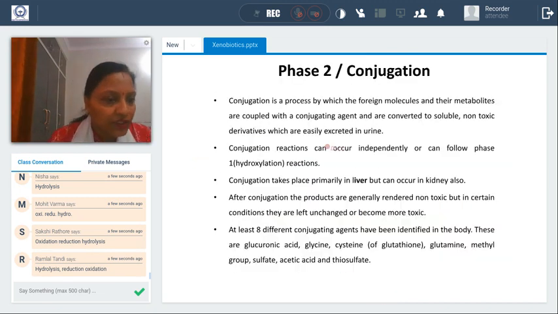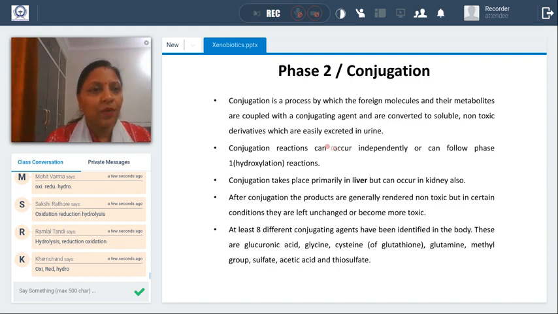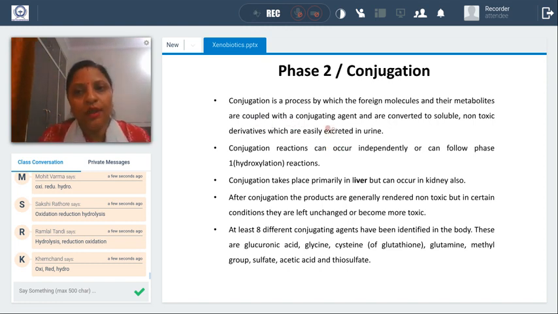So phase 2 includes conjugation. This is the most important reaction after oxidation. Conjugation is the important reaction of this whole process, metabolism of xenobiotics, or we can say biotransformation or detoxification. Conjugation is a process by which the foreign molecules and their metabolites are coupled with a conjugating agent and are converted to soluble non-toxic derivatives which are easily excreted in urine.